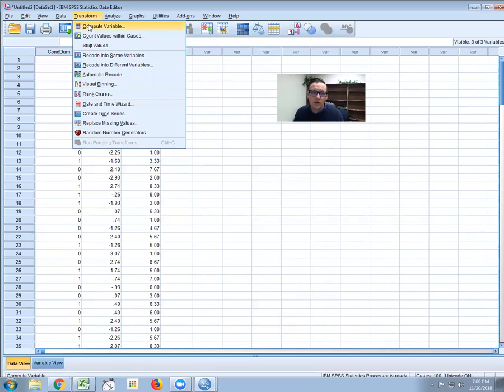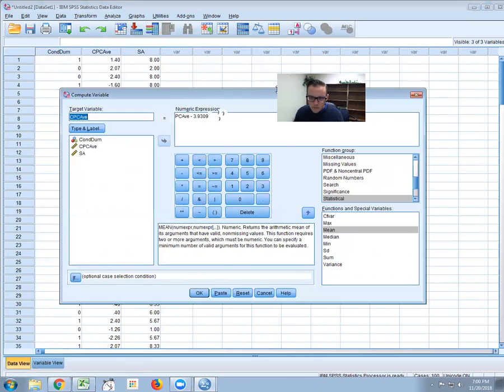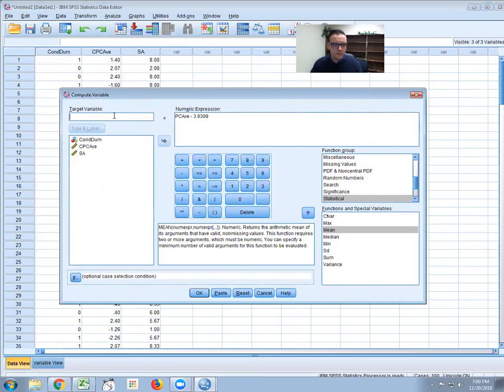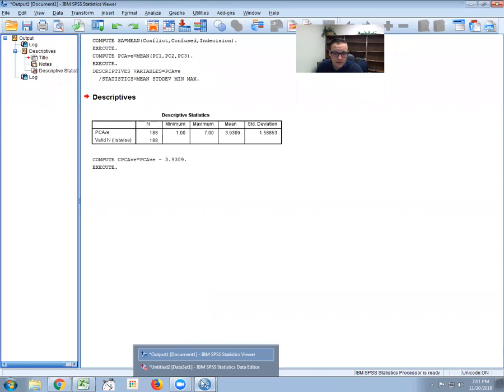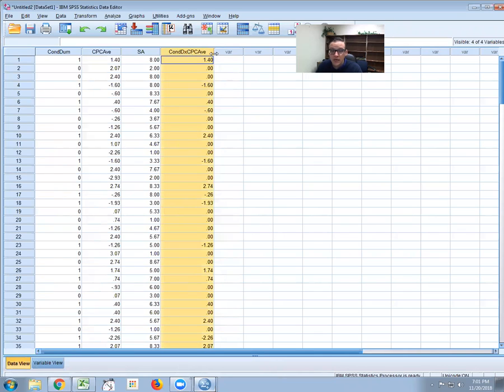So the way we do it, we go to Transform, we go to Compute Variable, and we're going to choose a name that reminds us what that interaction is of. So I'm going to put condition by condition D by SPCAV. That tells me that this is the interaction term between the condition and my second predictor, which is centered. And then to calculate it, all I do is move them over and multiply them. That's it. Click OK. Go back to my data. Boom, there it is.